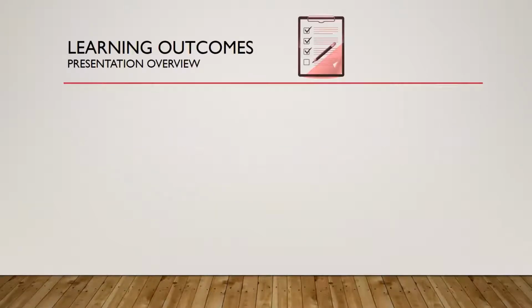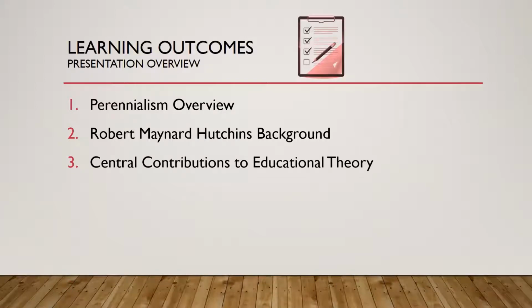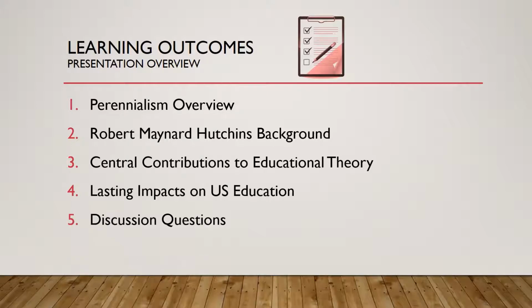The learning outcomes or overview of the presentation are, first, a brief overview of perennialism. Second, background on Robert Hutchins and his important educational endeavors. Third, Hutchins' central contributions to educational theory. Fourth, lasting impacts his thoughts have had on U.S. education. And finally, discussion questions.